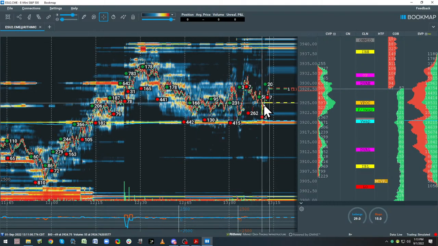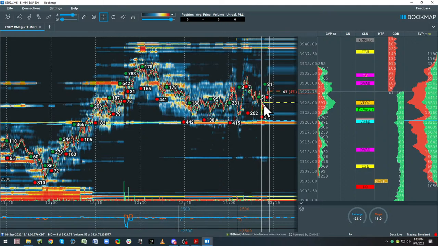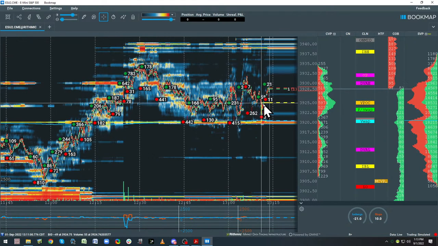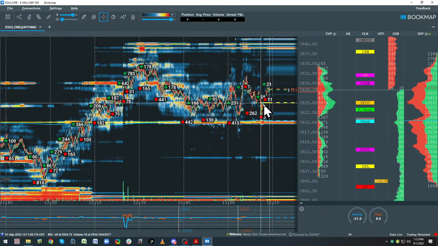Okay. VPOC migration. Counter migration equals potential failure. Market moving away from current value, caution, potential exit. How about that? That's my rules. It's on my trade plan, my sheet. Now, apparently, I don't have to read it anymore because some of this is in my brain.